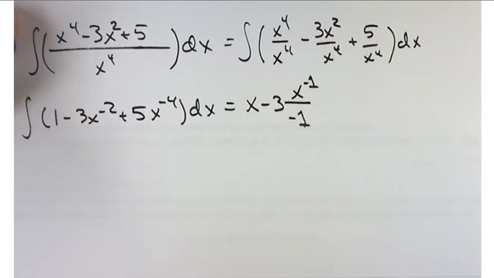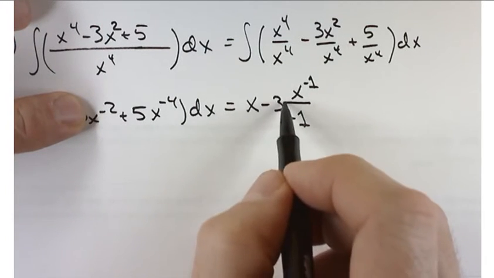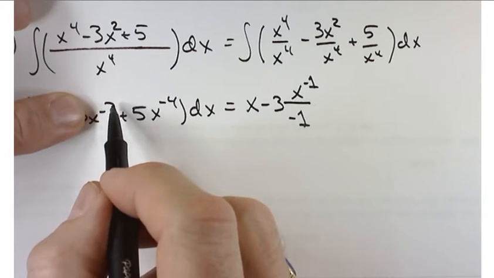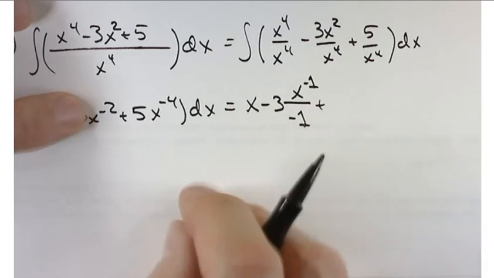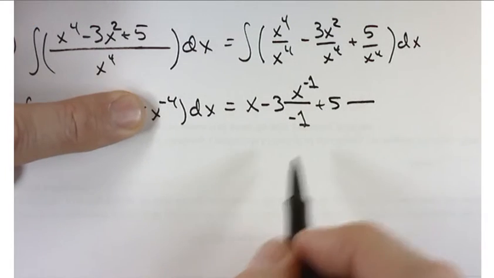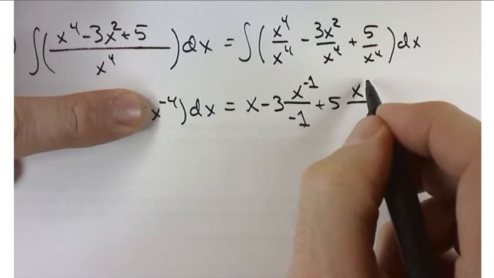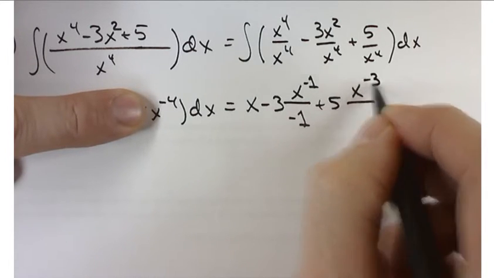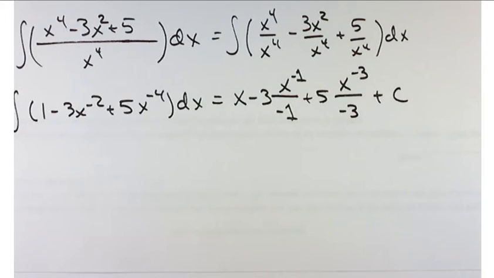So let's take a look at that again. We're going to ignore the 3. That's just going to stay out in front. Add 1 to the exponent, divide by the same exponent. Move down to the next one. Let's put the 5 here. We're going to ignore that. Add 1 to the exponent. What's my new exponent? Negative 3. And divide by negative 3. Last but not least, your favorite, the constant.